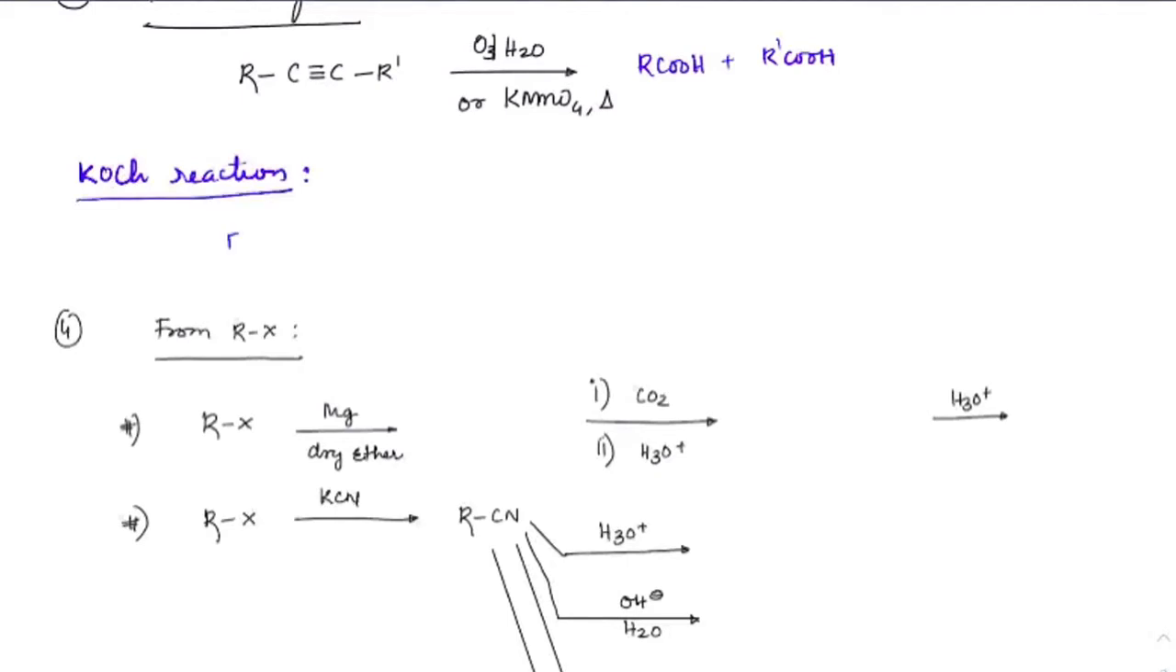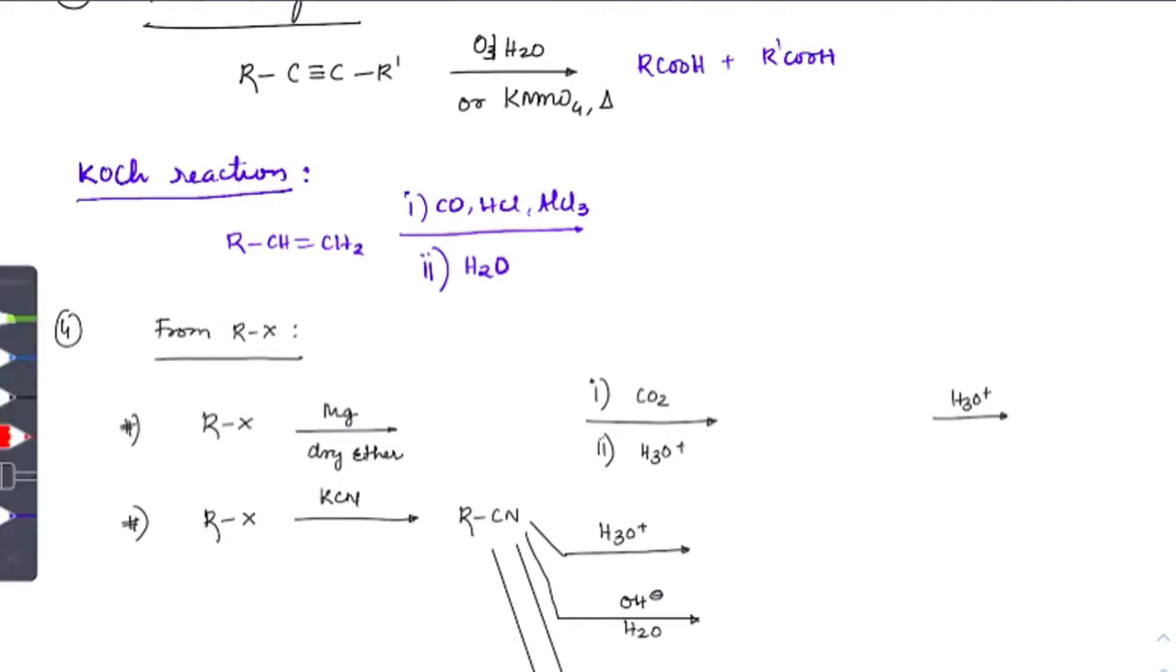Koch reaction is when you react RCH=CH2 in the presence of carbon monoxide, HCl and AlCl3 as a catalyst. Then after that, you hydrolyze it. Always imagine that this CO/HCl will react to form something like H+ and C≡O+, right? This would add H+ on this, right?